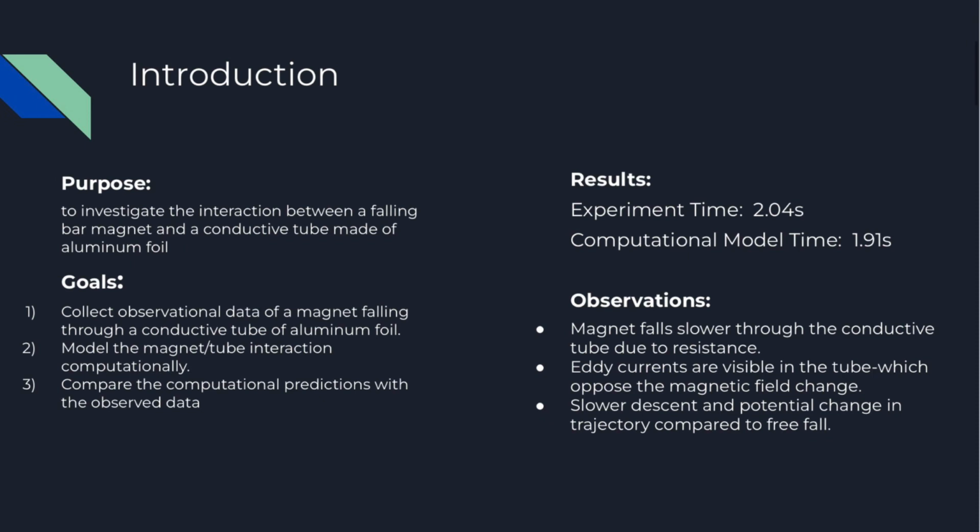We figured out that our experimental time was 2.04 seconds and our computational model time was 1.91 seconds. The magnet ended up falling slower because of resistance, and eddy currents were visible throughout the tube. Slower descent and potential change, which was different compared to free fall.